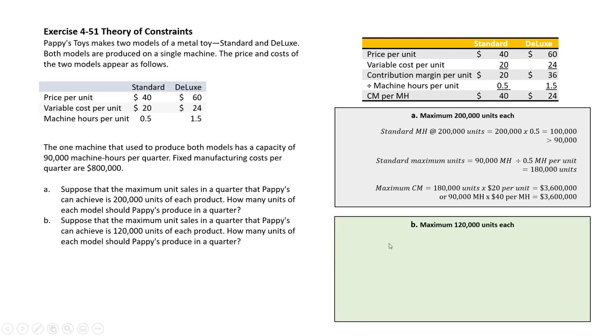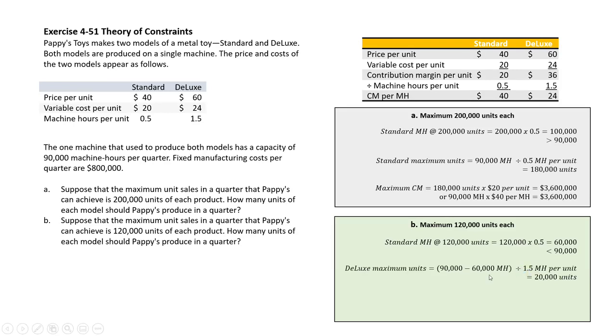Part B says, what if the maximum demand is 120,000? So let's look again at how many machine hours I would dedicate to standard, because I'm going to produce as many standards as possible: 120,000 of them, times 0.5 hours, means we would spend 60,000 hours on standard. That's below the maximum of 90,000, so we can produce some deluxes.